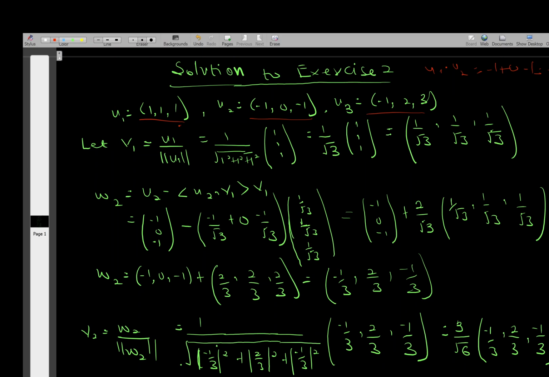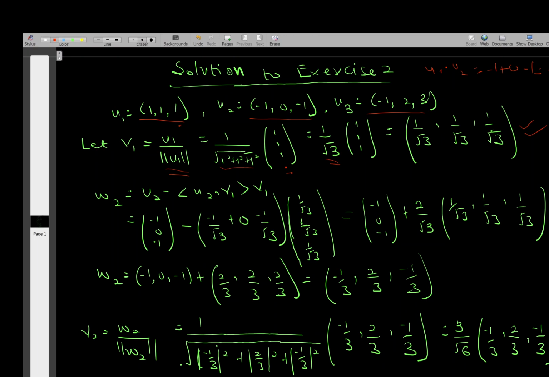Okay, so first of all, from the lemma, we let our v1 be u1 over the norm. So u1 is given by 1, 1, 1. So we have u1 over the norm, which is the same as 1 over the norm of u1 times u1. The norm is given by the square root of 1 squared plus 1 squared plus 1 squared. That's root 3. So you have 1 over root 3 times 1, 1, 1. And when you multiply, you get 1 over root 3, 1 over root 3, 1 over root 3.